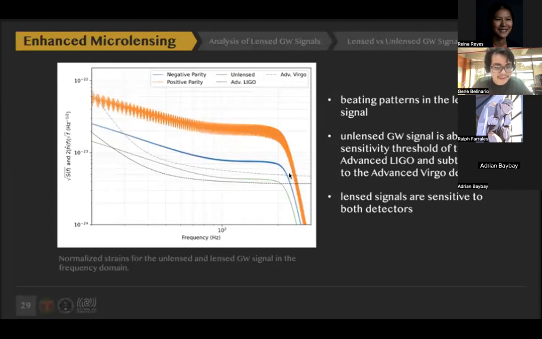However, we show here from our results that lens GW signals from enhanced microlensing will improve the strain amplitudes, making both lens signals detectable in the advanced LIGO and the advanced Virgo detectors. Of course, notably, we see the beating patterns once again in this enhanced microlensing setup.